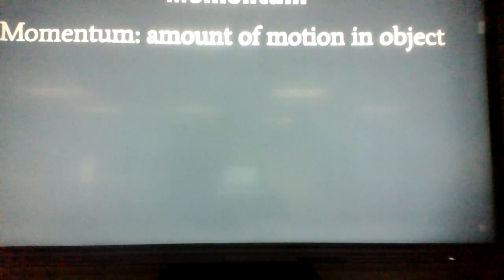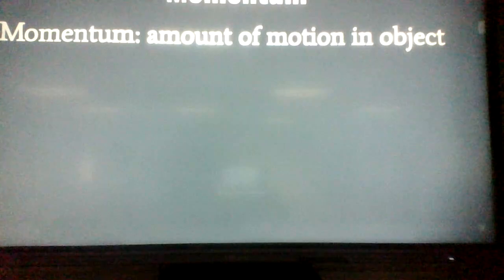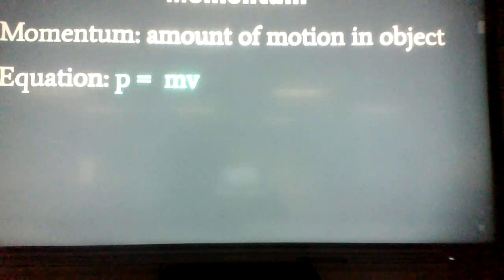Almost done here. I mentioned this a few minutes ago. Momentum is how much motion the object possesses. Now, a little common sense here. The bowling ball sitting on the ground, not moving. So how much momentum? 0, because no motion means no momentum. And mathematically, you will see why. There you go. Equation, p equals mv.